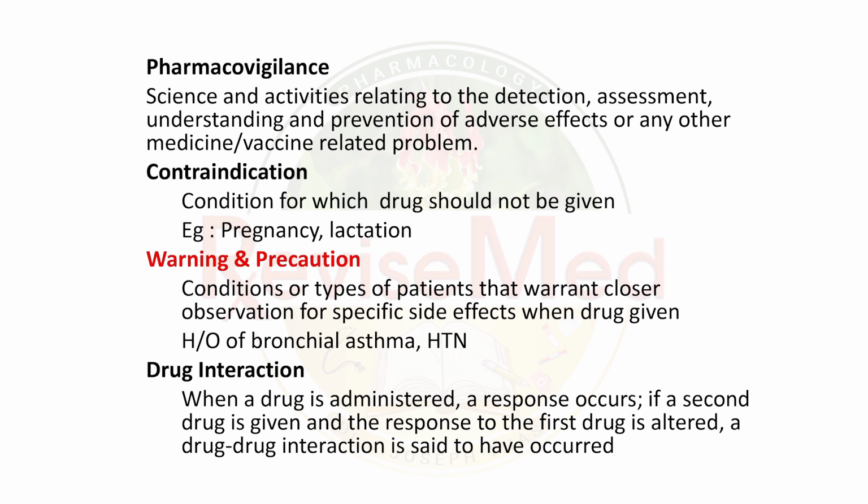Then what are warnings and precautions? These are conditions or types of patients that warrant closer observation for specific side effects when a drug is given. For instance, we must warn the patient if he has a history of bronchial asthma, hypertension, etc. So before giving a particular drug in these types of patients, we must warn and caution.